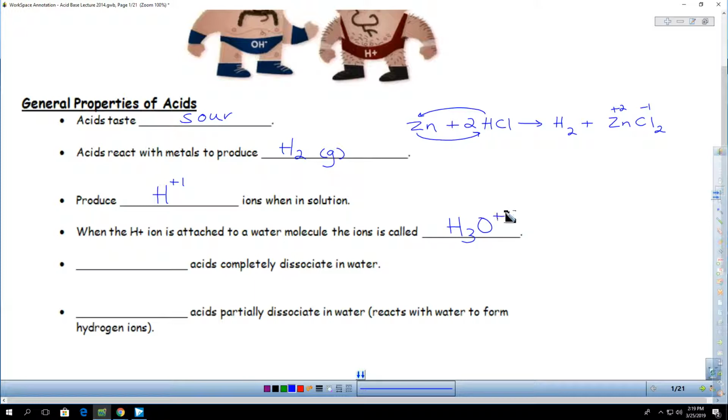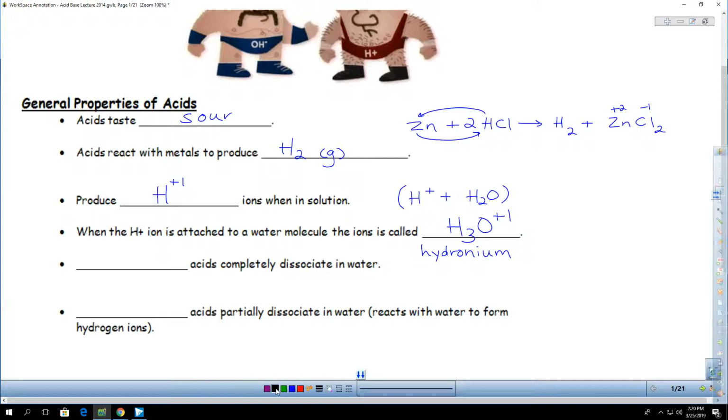H3O+1, and we call it hydronium. Hydronium. And so you might see a question referring to how much hydrogen is in a solution, or how much hydronium is in a solution. It's really kind of the same thing, because this hydronium is just a hydrogen ion that has attached itself to a water molecule.